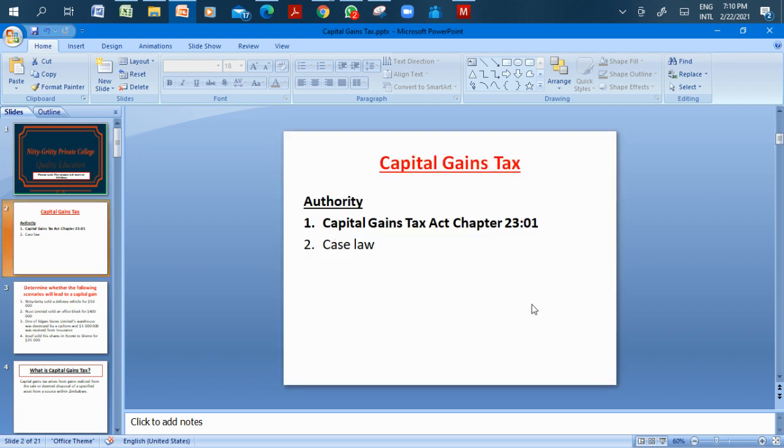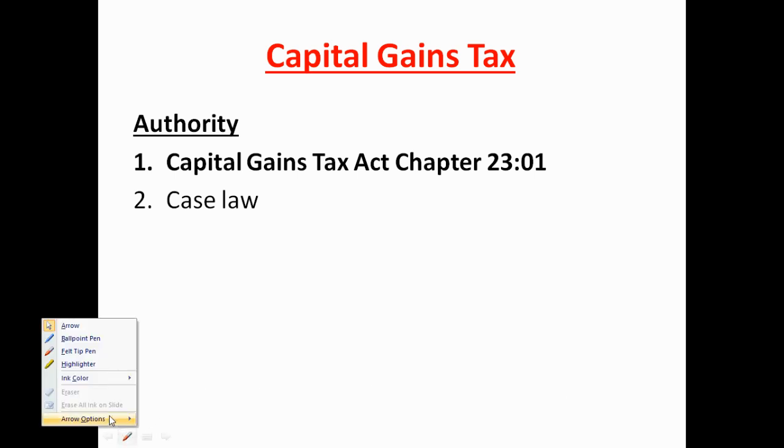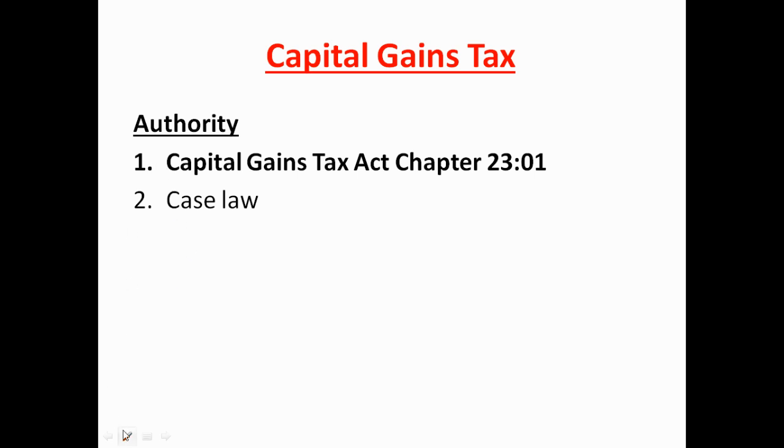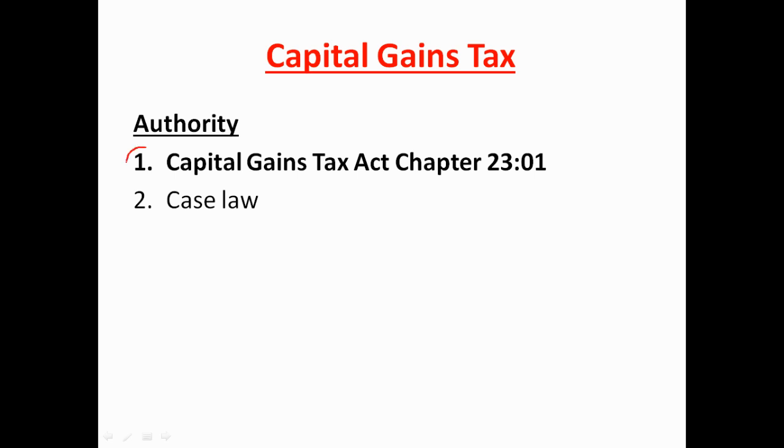Okay, so the authority for CGT, the capital gains tax, is basically the Capital Gains Tax Act itself. That's the overall authority, in bold. Then we can also use case laws, but as far as CGT is concerned, we rarely use case laws. We use them where the Act does not prescribe a way of treating a specific thing in the question or situation. The Act is called the Capital Gains Tax Act, Chapter 23.01.